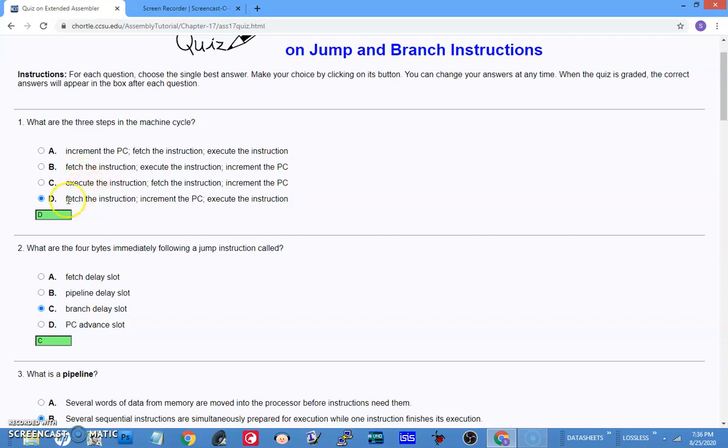So the correct order is fetch the instruction, and parallelly, in the same clock cycle, we are incrementing the PC, and then execute. The other orders are not correct. First, we cannot execute because we need to fetch it. Now fetch the instruction, execute the instruction, that is not correct. Actually incrementing PC happens parallelly. If you do like this, then you will be skipping one instruction. So the increment to the PC should be applied after fetching the instruction. So the correct answer, question number 1, is D.